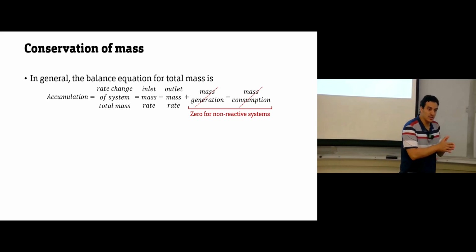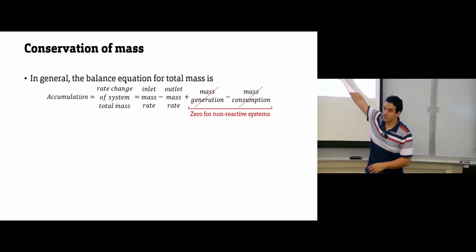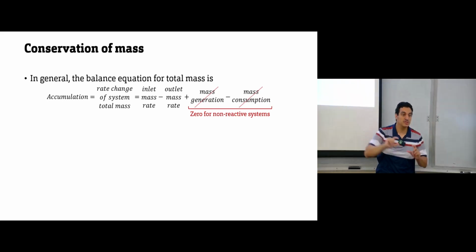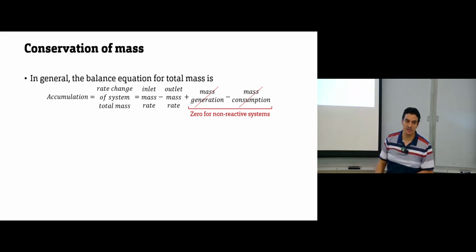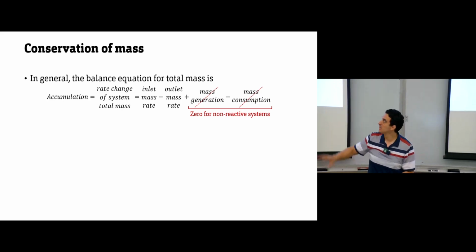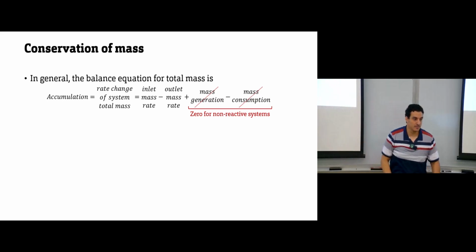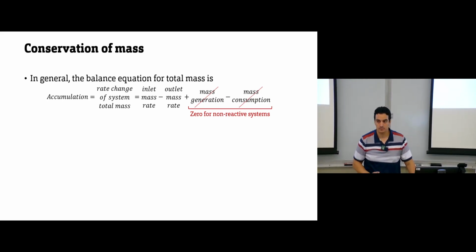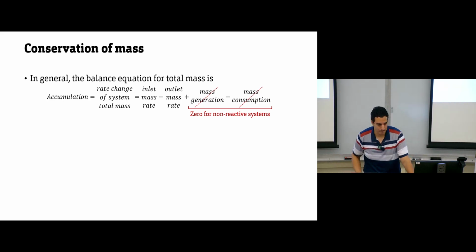Only if you have a chemical reaction, then one of these 2 terms should be there, based on the substance you are studying. If it's a product, then you have generation of mass, and the consumption term will be neglected. If you are applying this equation to a reactant, the reactant is consumed, so the generation term will be neglected. Okay? This point is clear?